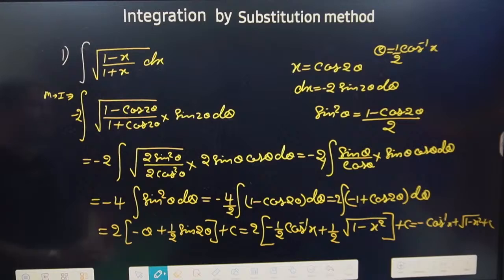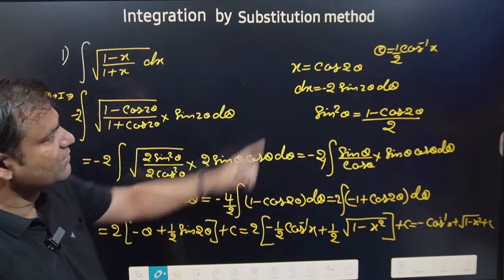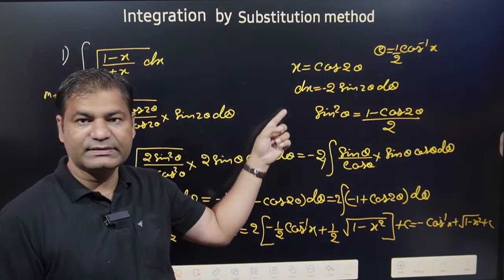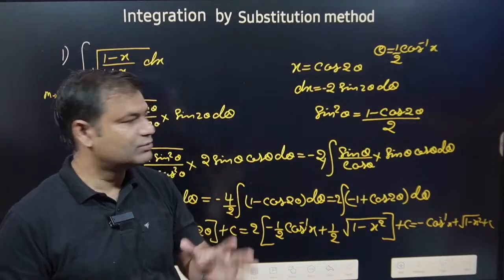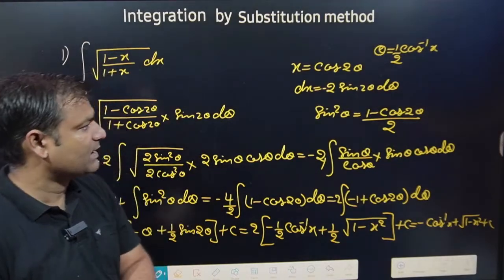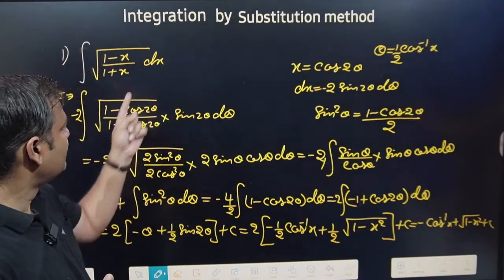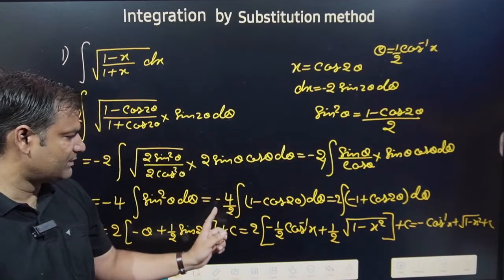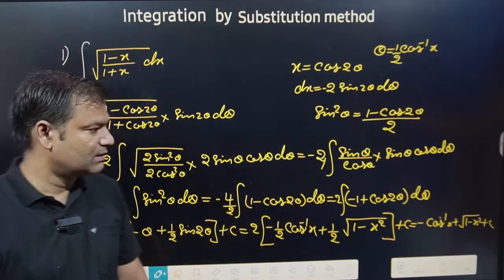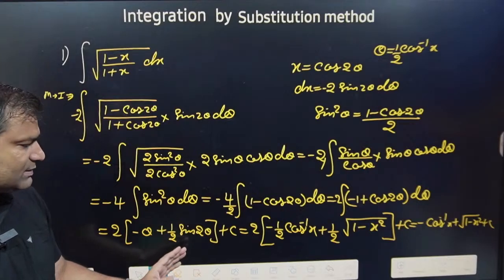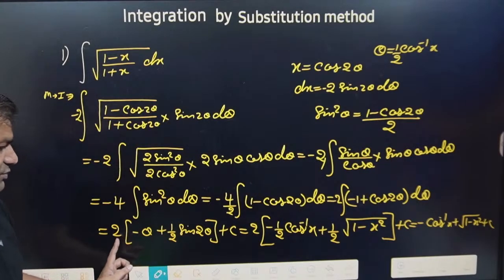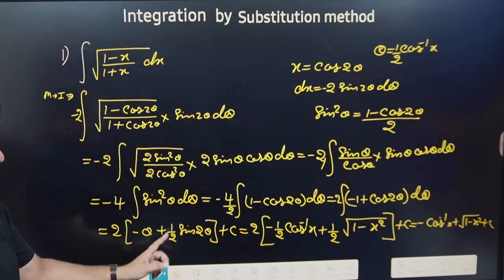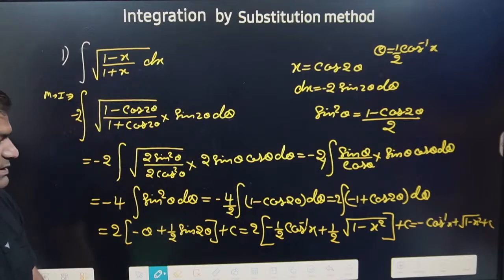Okay, so simply if you take x equal to cos 2 theta, then dx is replaced by minus 2 sin 2 theta d theta. Okay, put that value here, then we get, after solving, like that. After that, integrate, we get 2 into minus theta plus half of sin 2 theta plus c.